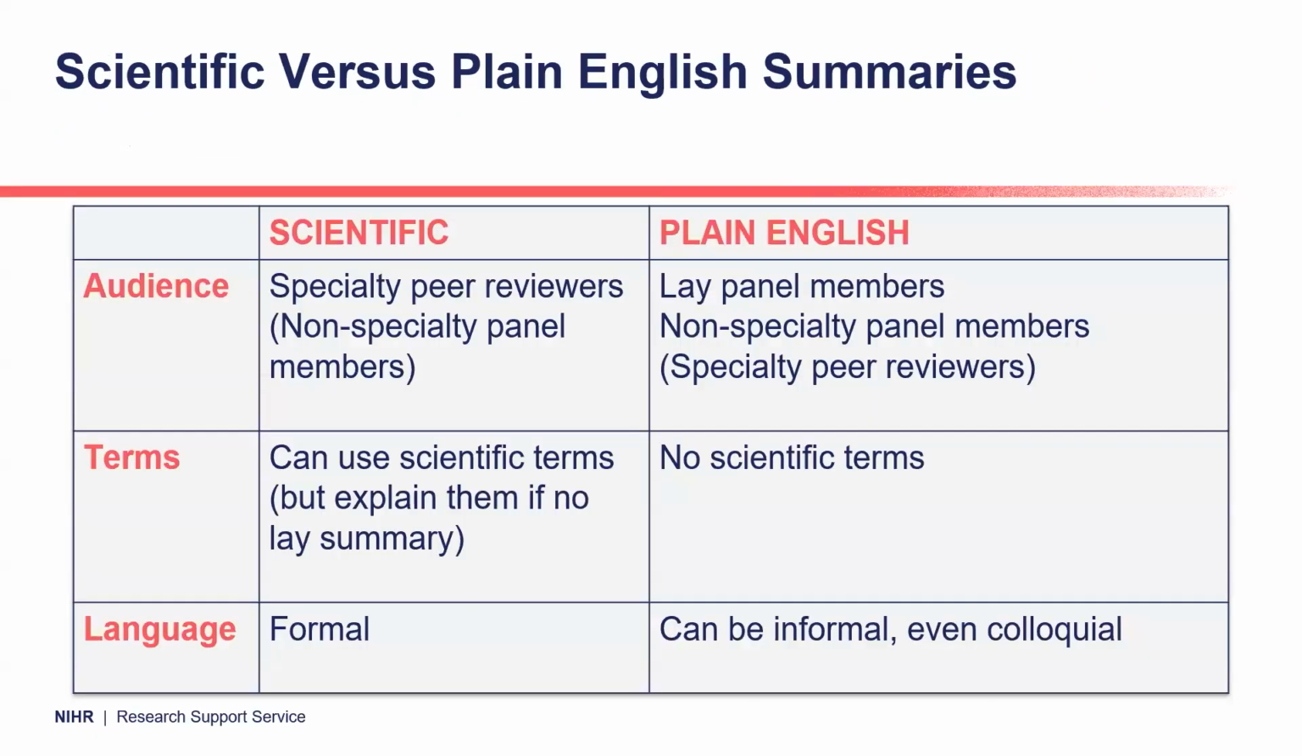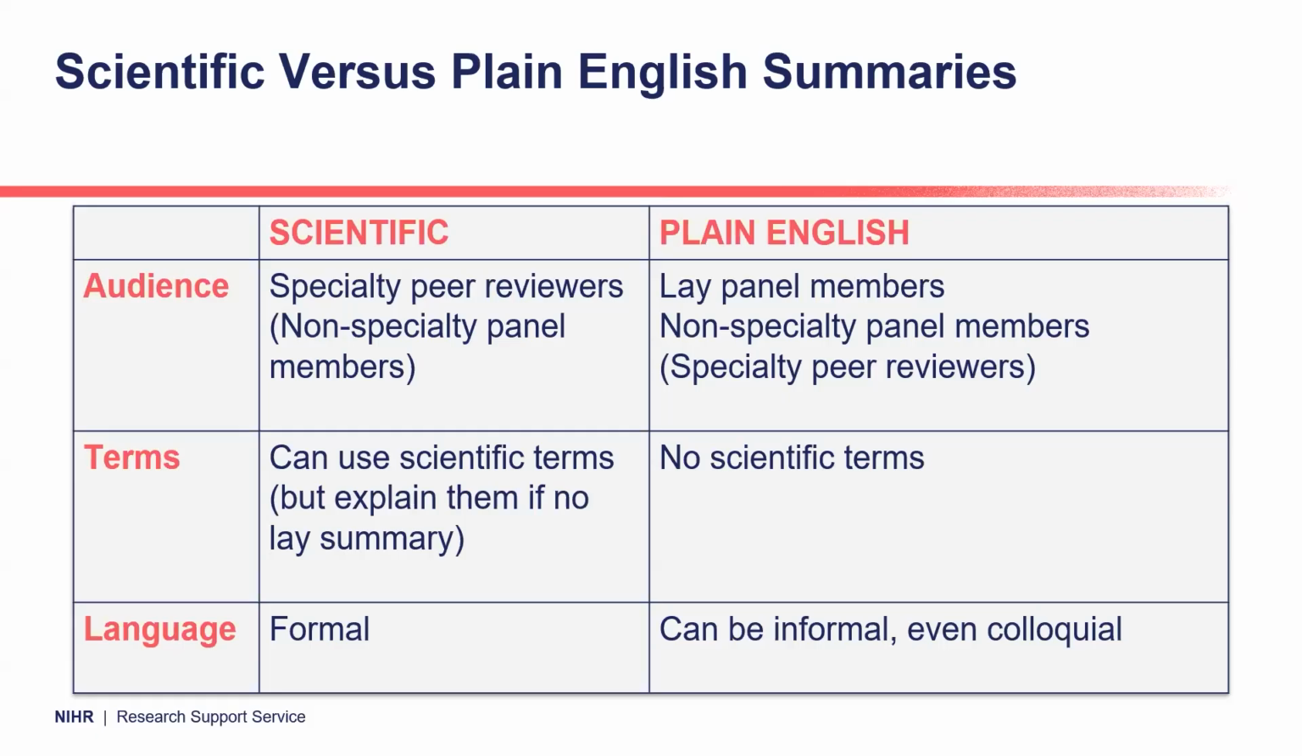If we do a little comparison between scientific and plain English summaries, your scientific summary is more for specialty peer reviewers, and non-specialty panel members to a lesser extent, perhaps those who have some scientific knowledge. Whereas the plain English summary would be pitched at lay panel members and non-specialty members who don't know about your subject area, but I can guarantee it'll also be read by your specialty peer review people as well. So everyone reads the plain English summary, basically.